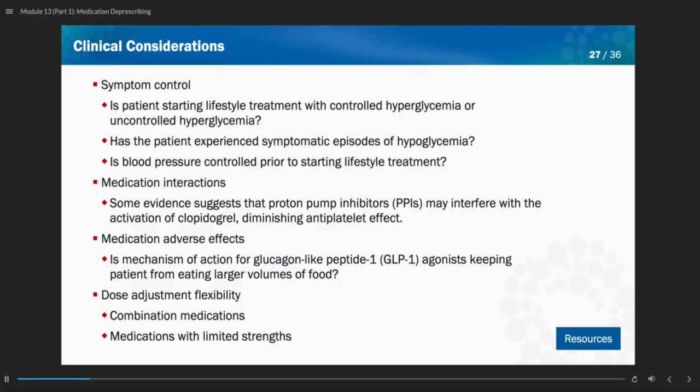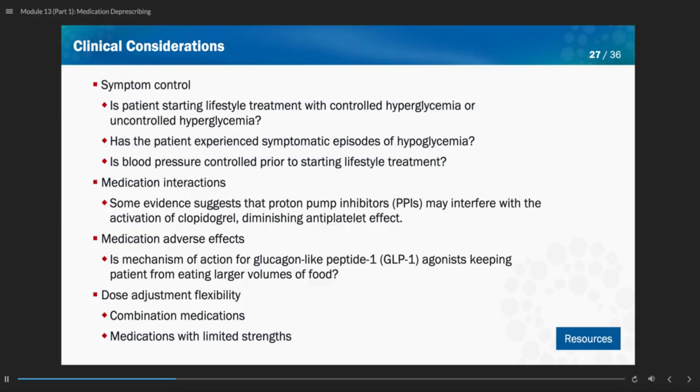Next, has the patient experienced symptomatic episodes of hypoglycemia? Again, the biggest danger in not deprescribing is hypoglycemia. So you want to see what your patient's current blood sugar levels are running at as an average, but really, what are their lowest blood sugars? If they are having blood sugars in the 50s and 60s, this is very dangerous, and you'll want to deprescribe medications quickly.